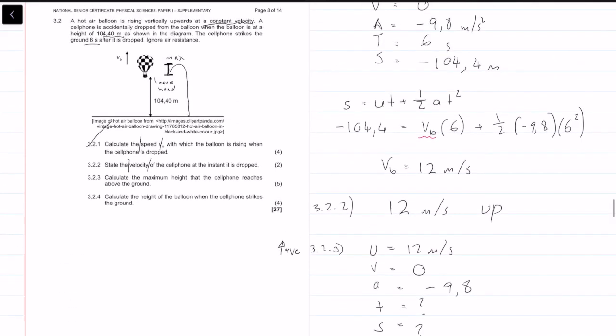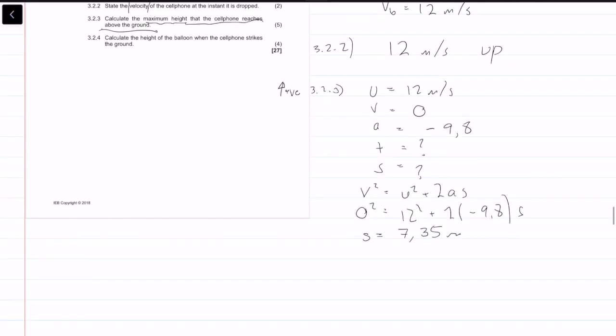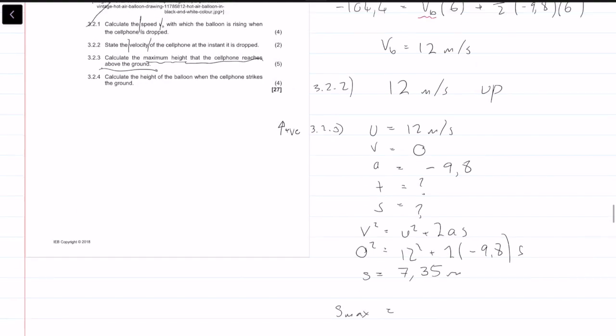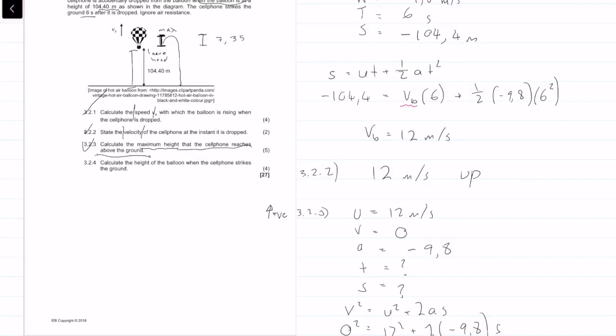So we know that distance right there is 7.35. But it says calculate the maximum height that the cell phone reaches above the ground. So the maximum height is going to be the height that it's at already, which is 104.4, plus the height after it's been let go, which is 7.35 meters. So the maximum height is equal to 111.75 meters.